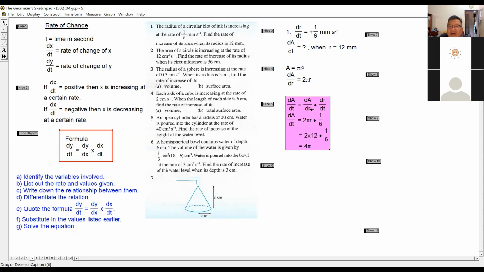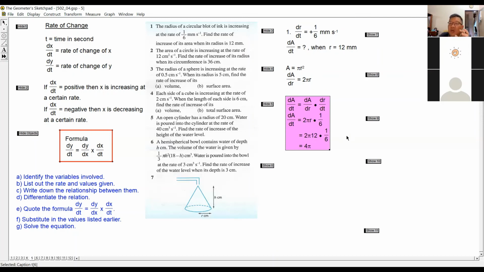Do you know what is dA over dr? 2 pi r. So you substitute. Do you know what is dr over dt? Yes, 1 over 6, so you put down 1 over 6. This expression here has r, so you have to substitute the r with something. What is the value of r that you need to substitute? 12. So you substitute 12. Then finally you will get the answer 4 pi. Now this 4 pi is dA over dt: dA over dt equals 4 pi.